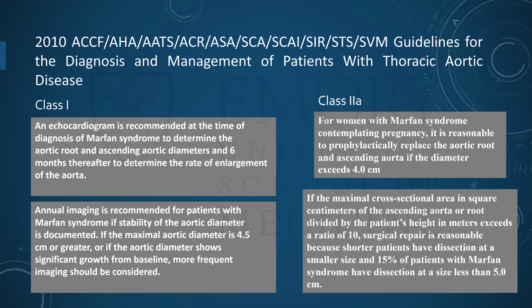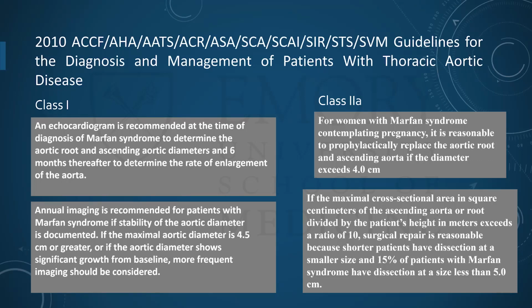Class 1 recommendations are an echocardiogram, and this is going to be pretty consistent across a lot of the aortopathies. At time of diagnosis, you want to get an echocardiogram and usually a CT or MRI to rule out other aortic disease. And then 6 months thereafter to make sure that the aortic root is not dilating significantly more. Thereafter, annual imaging should suffice unless you see something that tells you as a cardiologist that you need more frequent surveillance. So if the maximal aortic diameter is more than 4.5 centimeters, or if the diameter is showing significant growth, you can do more significant monitoring.